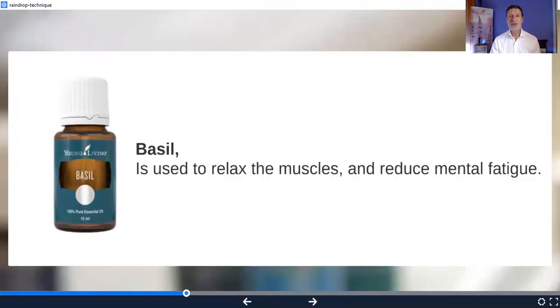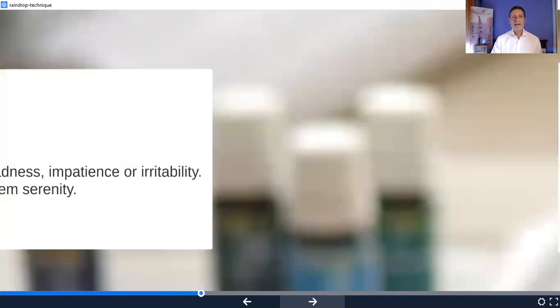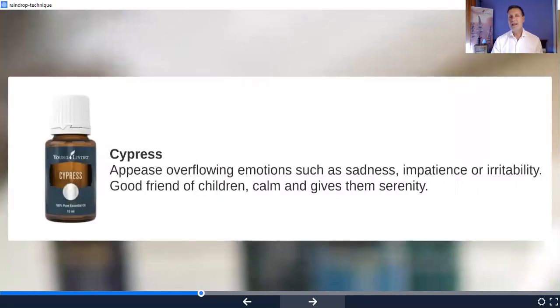The next one, basil. Also, you use it every day when you're cooking. And basil is also a neuro-relaxant. You relax your muscles and you reduce the mental fatigue. So basil also we use every day. And this is an amazing essential oil, Cypress.